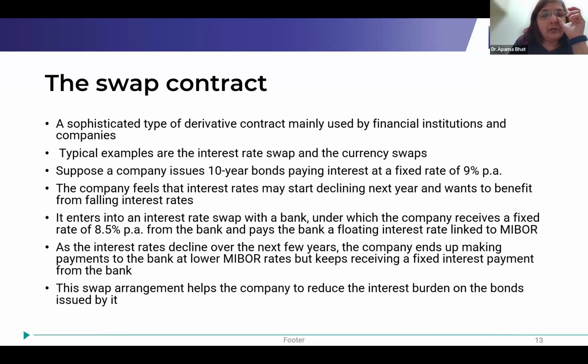And the fourth type of derivative is the swap. This is a contract which is quite sophisticated. It is mainly used by financial institutions like banks and companies. Typical examples are interest rate swaps and currency swaps, and these are the ones prominently traded in this market. Equity swaps are quite rare.